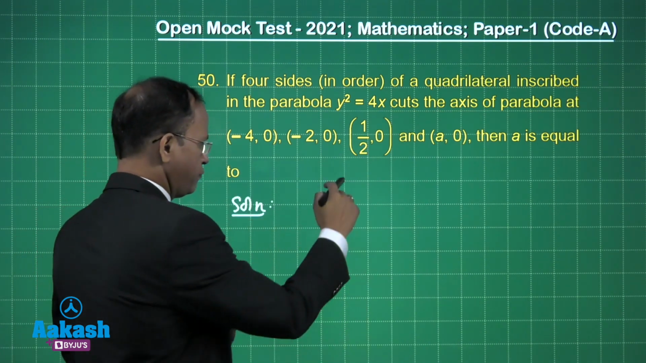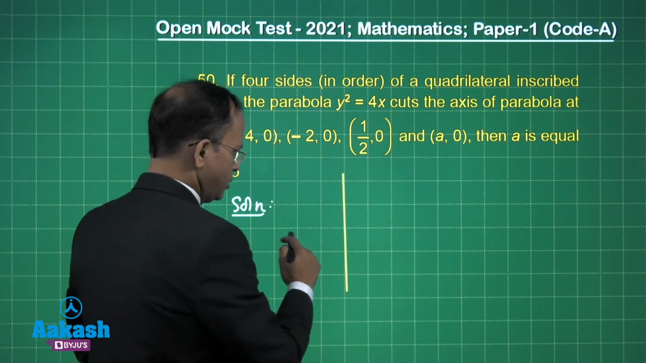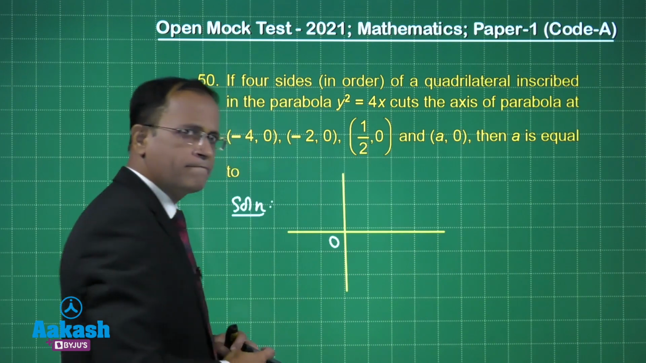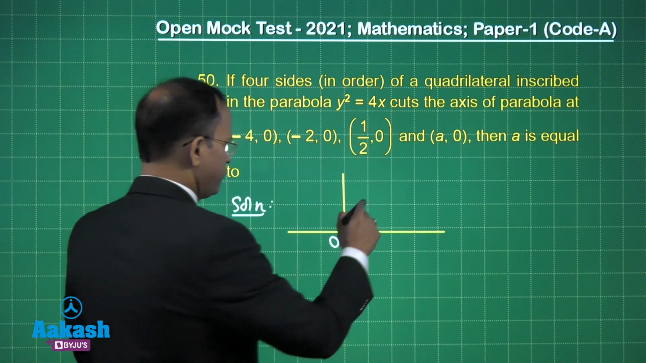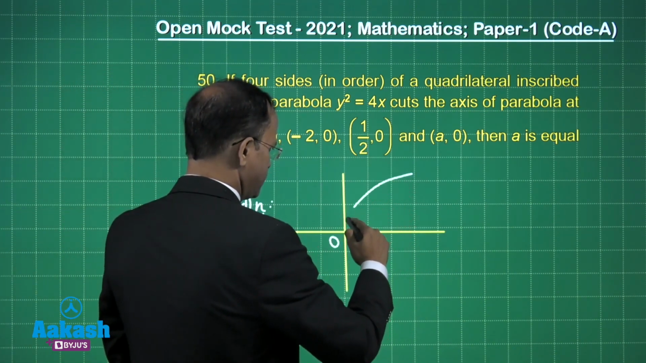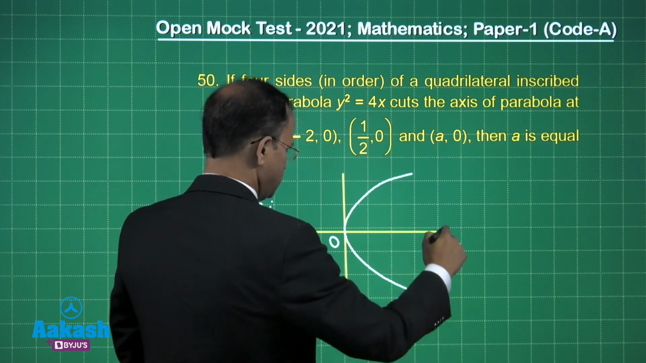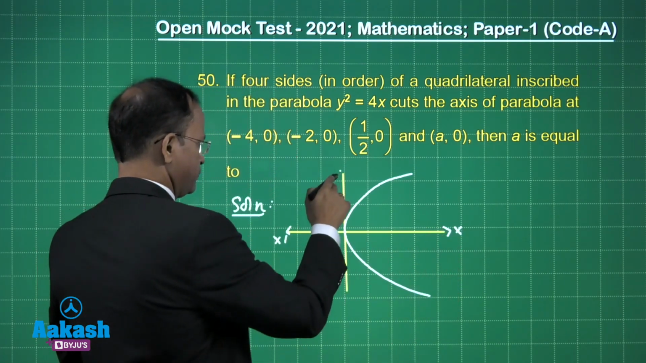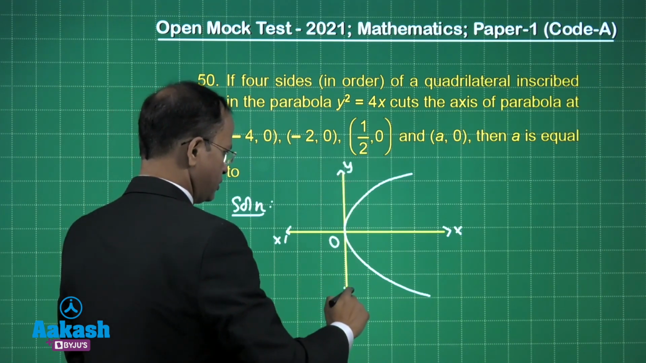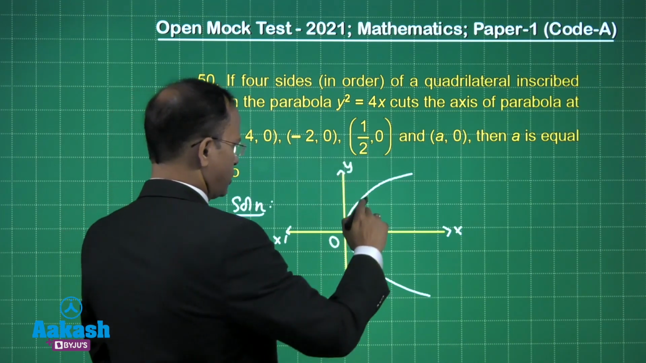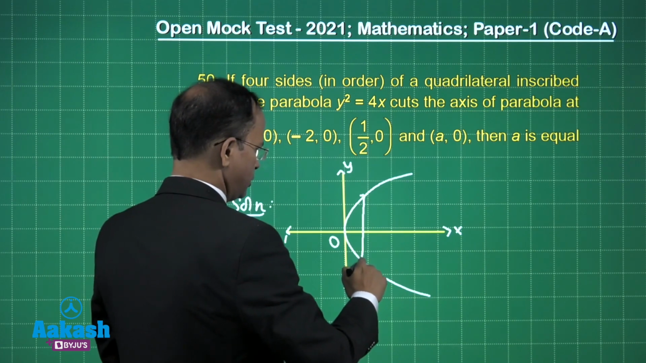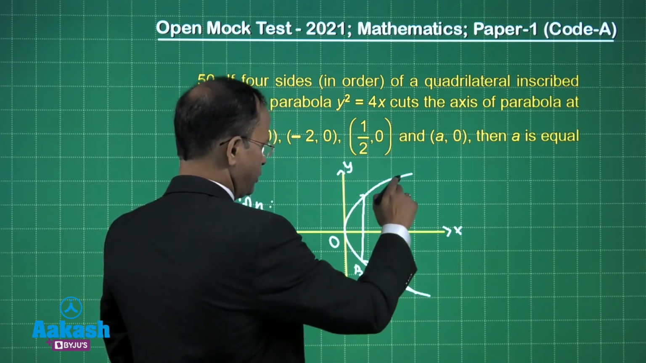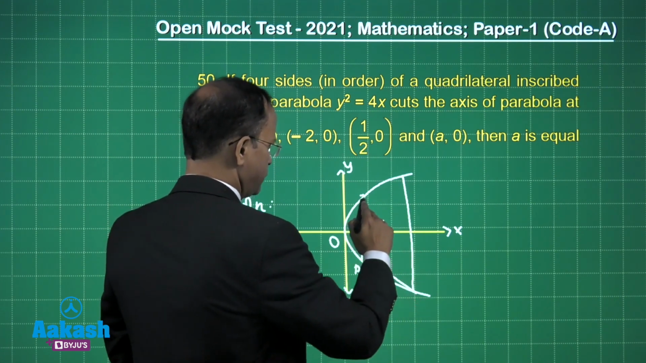So let's draw the graph. First of all, this is the curve we have. We have the parabola here. This is x, this is x dash. So we are just drawing the graph, the curve part. We have started with A, then we have B here, then we have C. So we have joined this part.